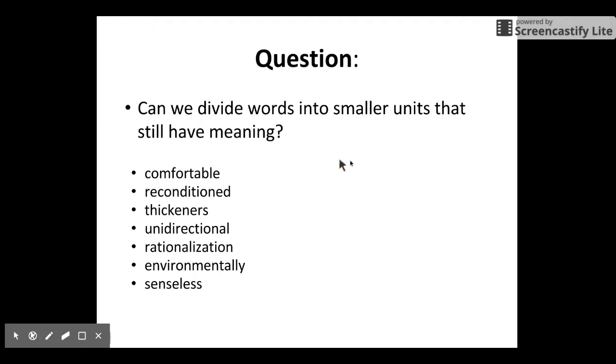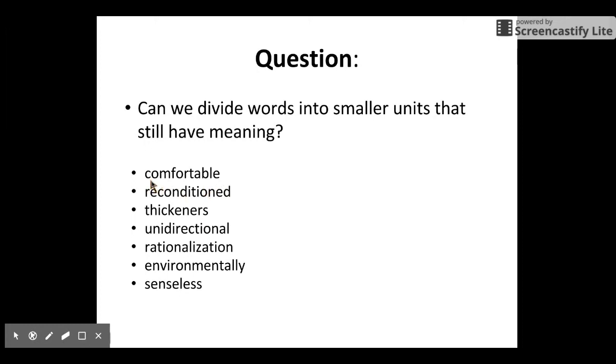Before that, let's take a look at this question. Can we divide words into smaller units that still have a meaning? Which means that, for example, we have comfortable here. Can we break this word into subparts, and then the subparts still have meaning? Do you have an answer yet? Okay, the answer is yes.